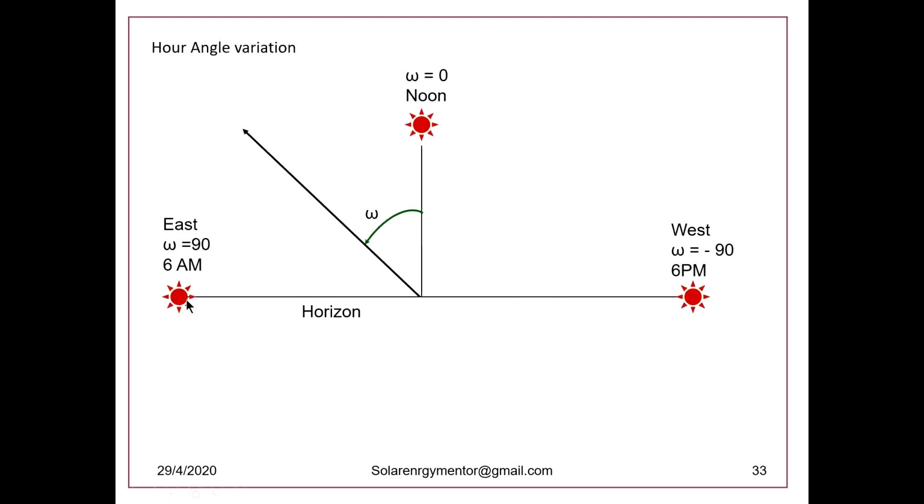I have written here 6 o'clock in the morning, and it means that I assume that the sun is rising at 6 a.m. and it is setting at 6 p.m. This is an average day, you can say, but it may not be possible at all locations.